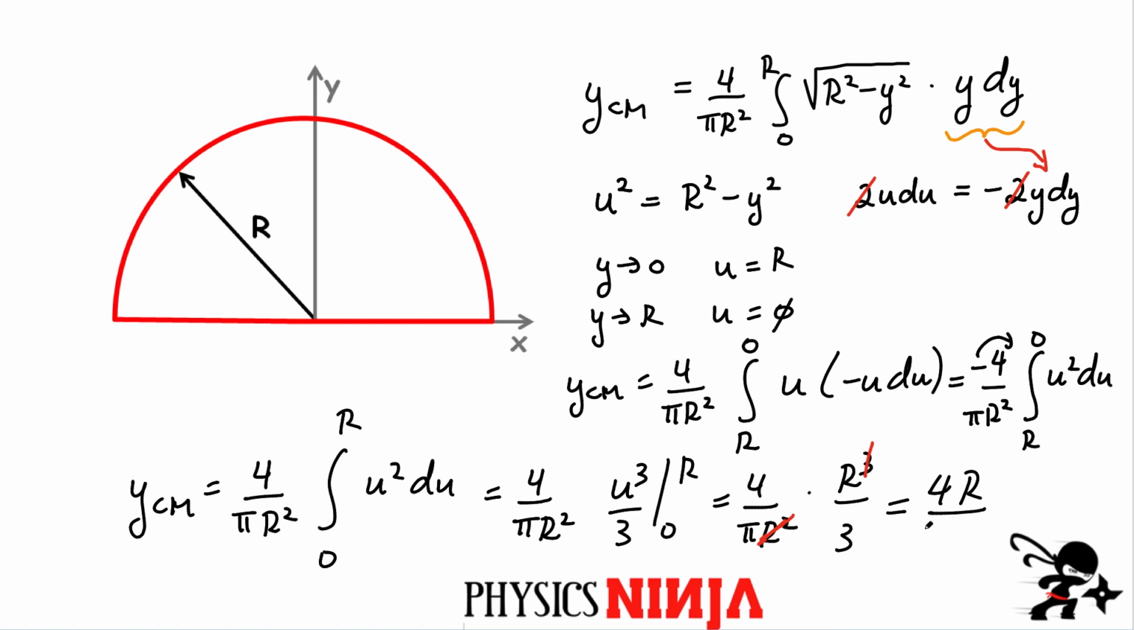If you've done all 3 cases, you will never forget this. All right, here we have our position of the y center of mass for the semicircle. So a little bit below over there.